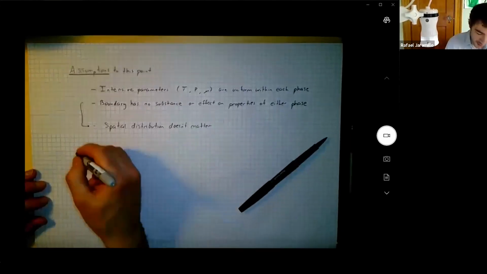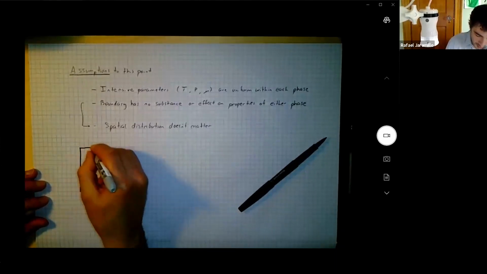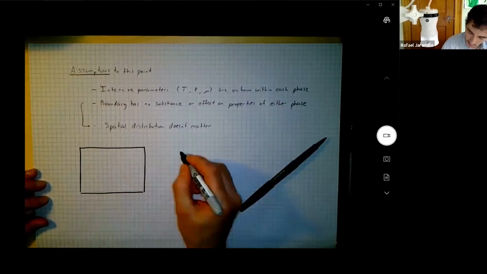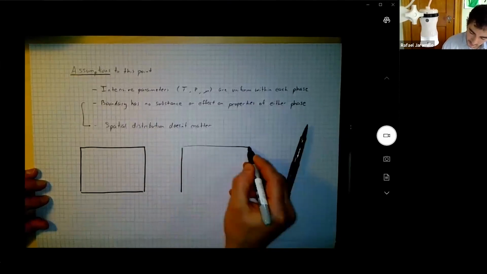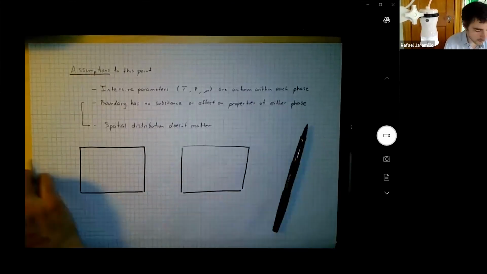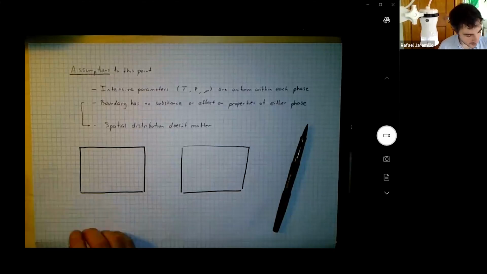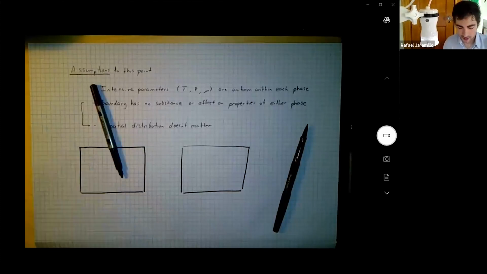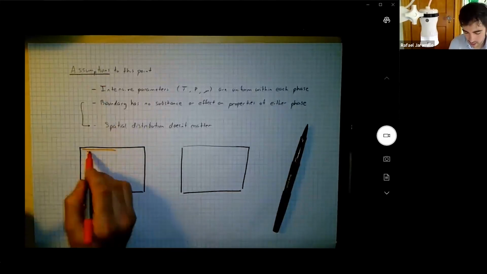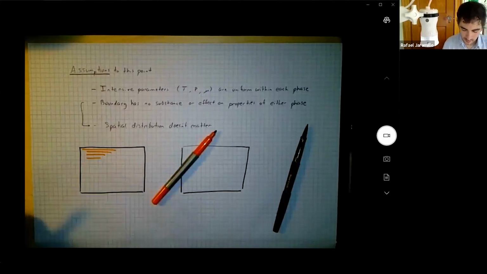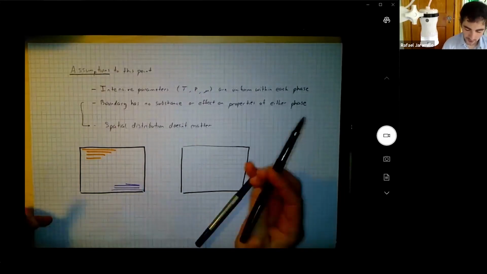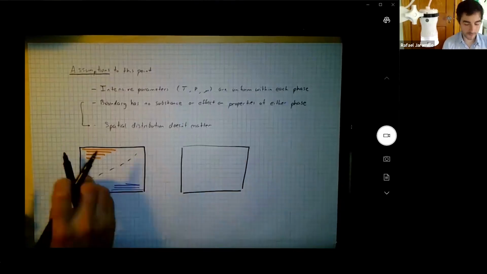Spatial distribution doesn't matter. So I could have two versions of this system. What colors did I use for my phases? Orange and purple, I think. Hardly matters. One with, let's say, orange and purple, and a single phase boundary separating them.